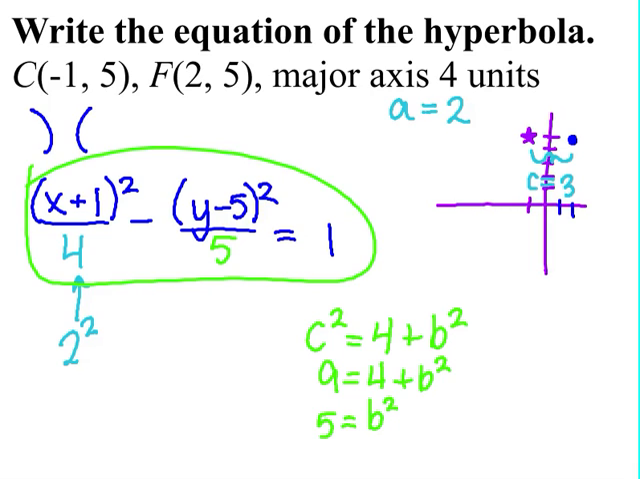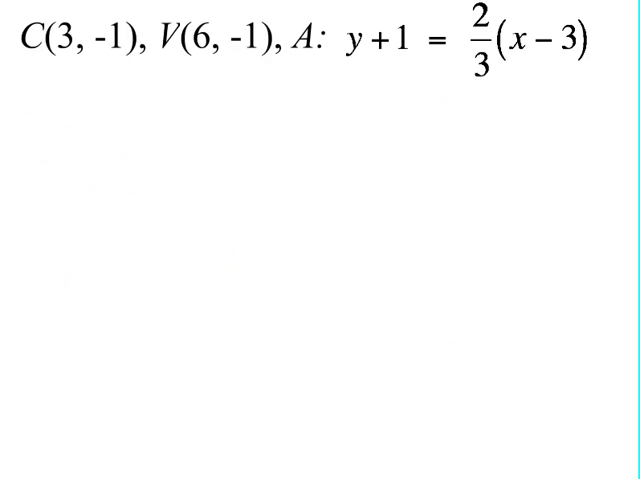All right, let's look at the next one. Alrighty, so let's go ahead and look at this one. 3, negative 1 is our center. I have a vertex of 6, negative 1. And then I have an asymptote.